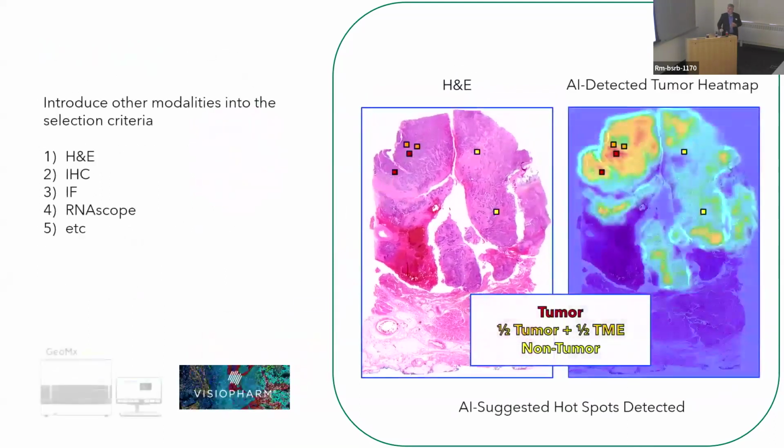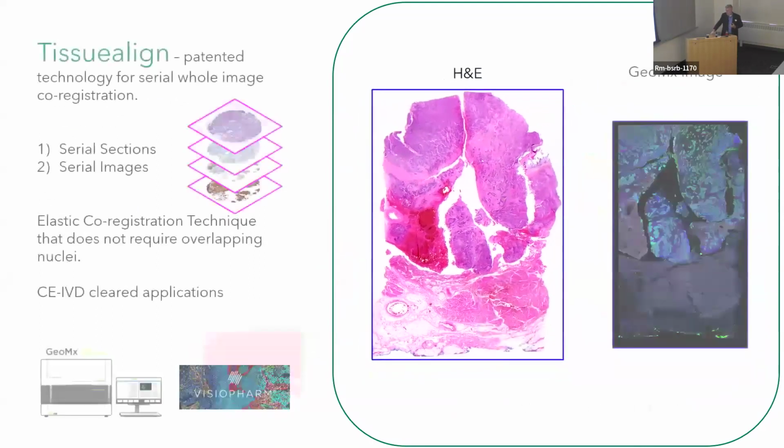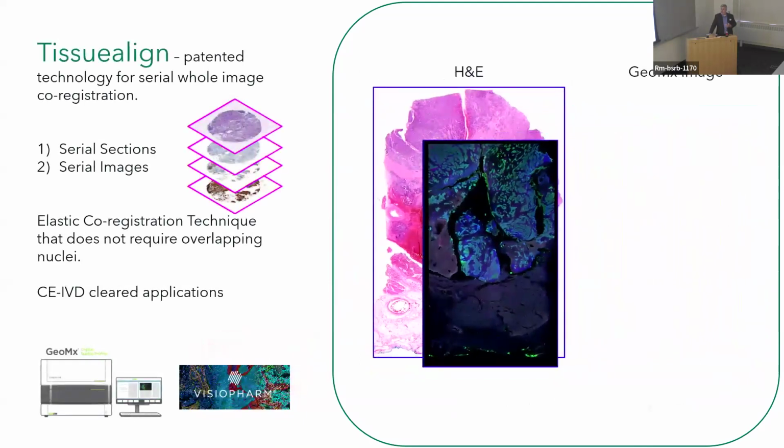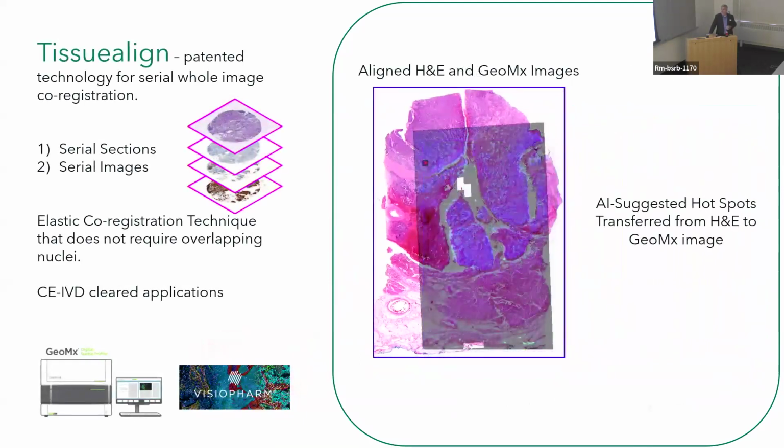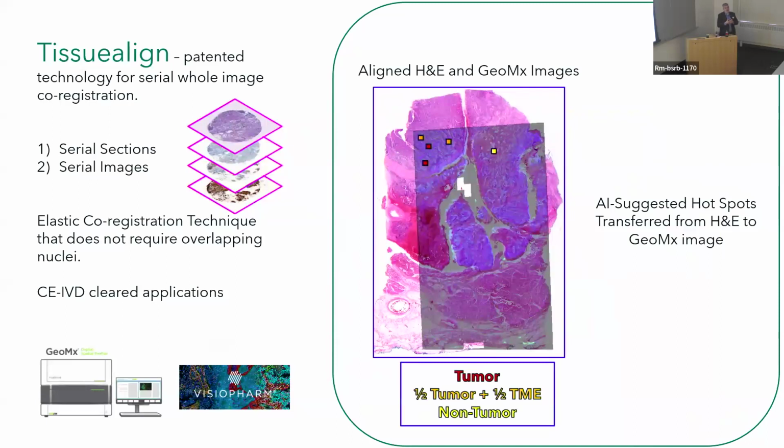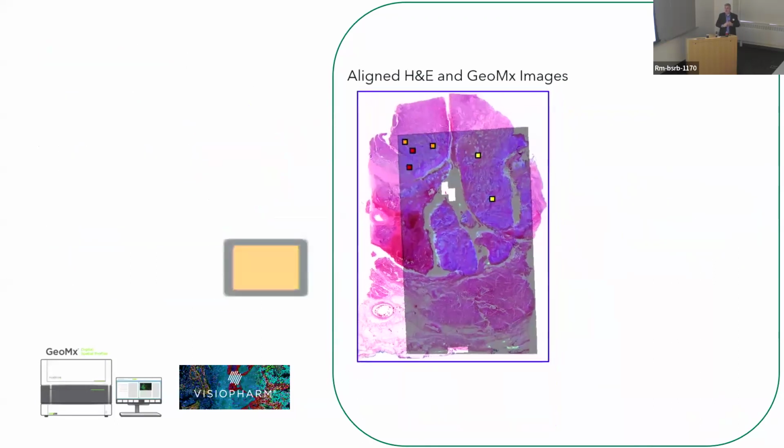So being able to use selection criteria from a variety of different sources, not just the image that the genomics creates. And here's an example where using AI, we could identify hotspots of tumor and then select areas that were half tumor and half non-tumor, or some combination of those. And then using co-registration technology, bring that together so that the AI is now suggesting what areas we should do our GeoMx in.